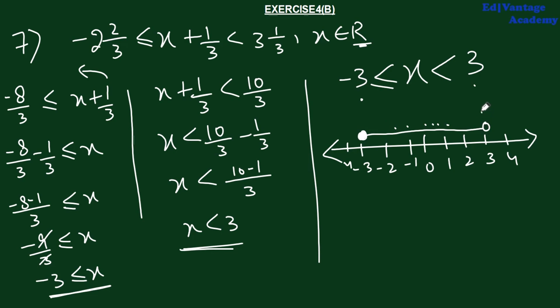Up to 2.999999 the number is included. Just less than 3, till there it's included. 3 is not included. So we have put a circle on 3, meaning just till 3 is our answer. 3 is not included in our solution set.